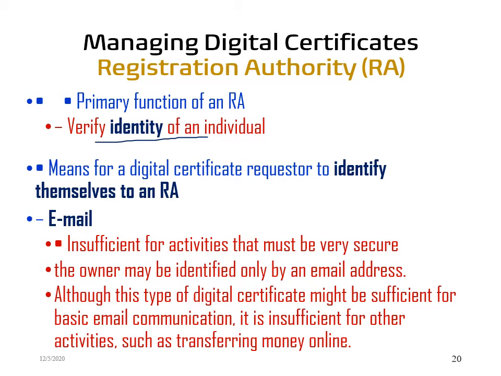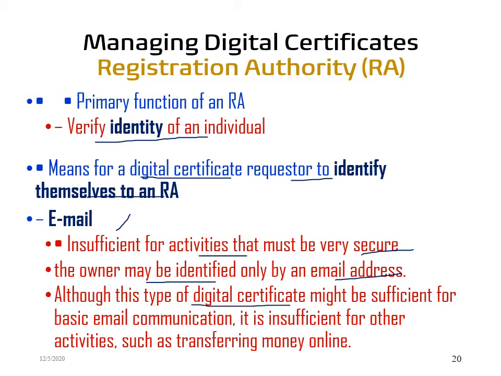So what are all the means? What are all the ways, what are all the paths for a digital certificate requester to identify themselves to an RA? So how can they verify, how are these general duties of the RA carried out? Through email: insufficient for activities that must be very secure. The owner may be identified only by an email address. So the owner is only verified by the email address. Through an email, the RA will verify the owner, right?